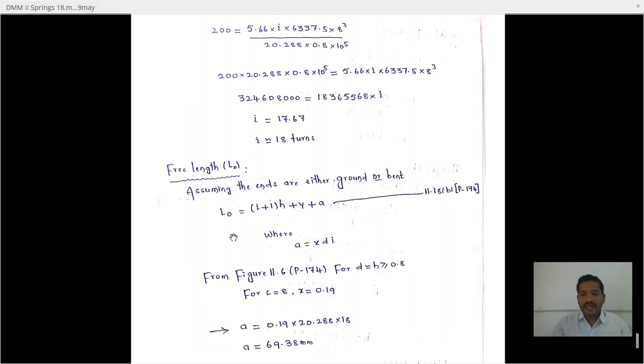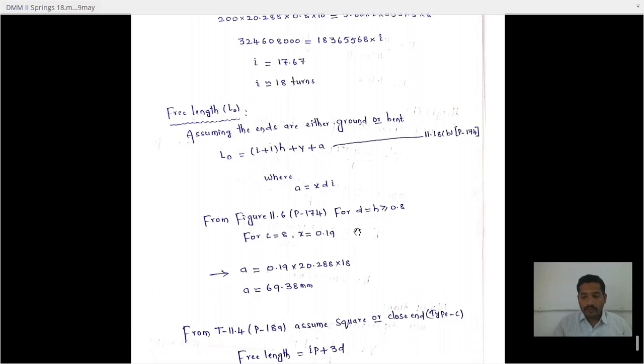After getting the I value, the number of turns, we need to find out the free length. If you want to find out the free length, we have to refer to this equation from the design data handbook. The equation is 11.18b, page number 174. Then you can easily get this free length equation.